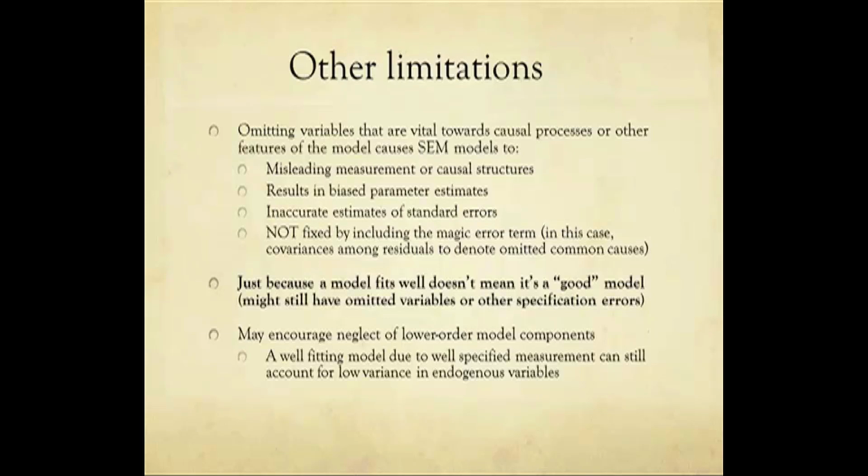So we're so focused on this omnibus model fit test that sometimes we forget to make sure that we have accounted for an appropriate amount of variance, for example, in our measurement model. So a well-fitting model due to a well-specified measurement can still account for low variance in endogenous variables. In other words, it's actually not a great model. We're not accounting for that much variance in our outcome measure, but wow, we measured that predictor really well, you know, and the model fit will pick up on that.